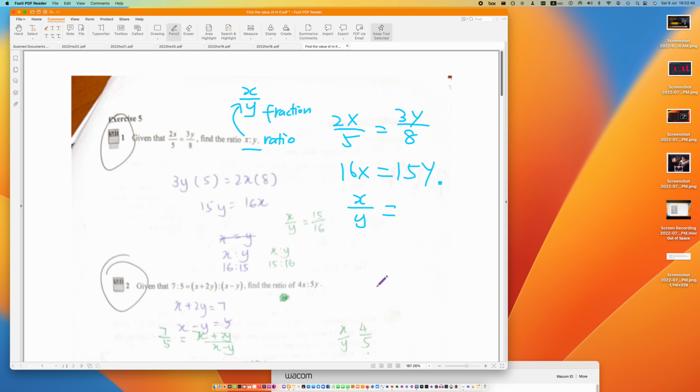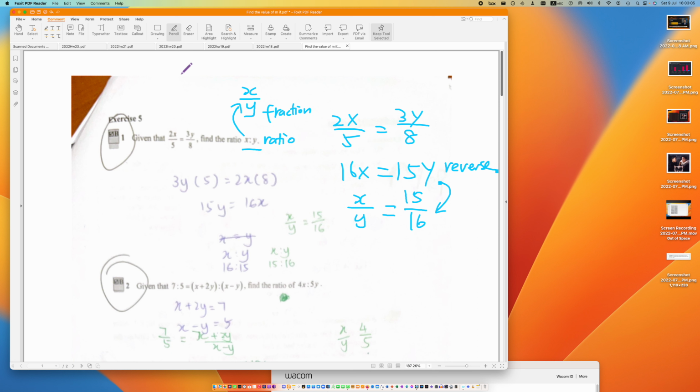Okay, so this, from this to this, is actually the reverse of cross multiplication. So you need to have 15y, right? So the 15 must be on top, and the 16 must be below, in order to have 16x equal to 15y.